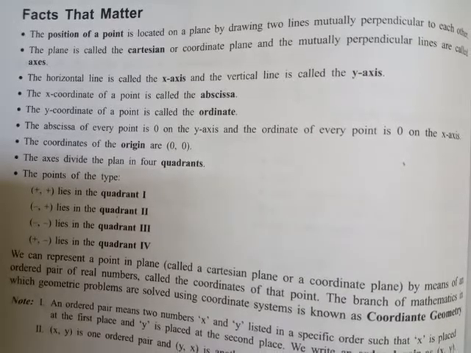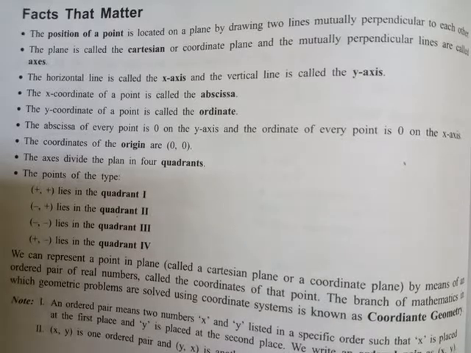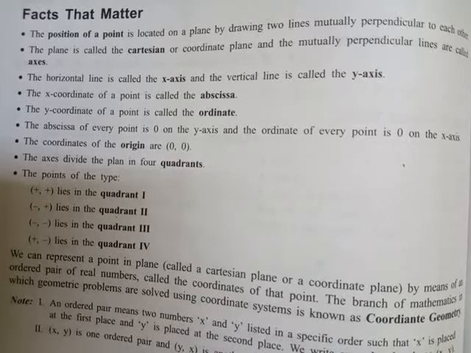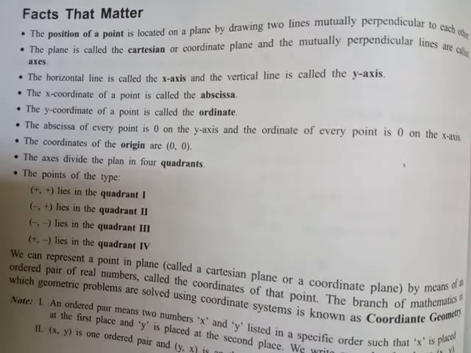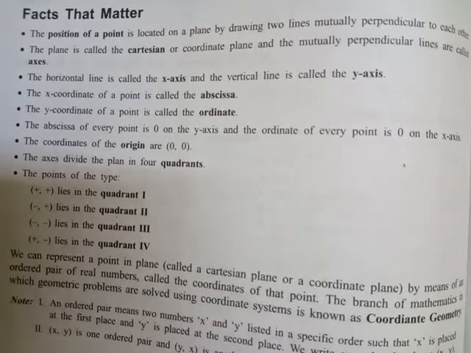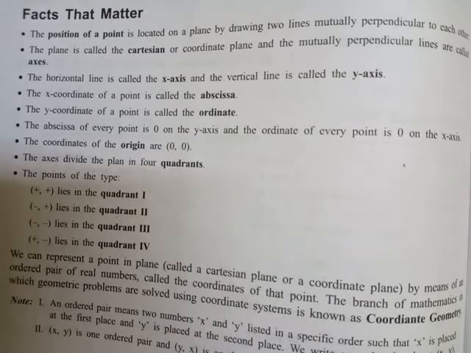Some important facts, as you can see in the video: the position of a point is located on a plane by drawing two lines mutually perpendicular to each other, and the plane is called the Cartesian or coordinate plane, and the mutually perpendicular lines are called the axes, which means x-axis and y-axis. The horizontal line is called the x-axis and the vertical line is called the y-axis, and the x coordinate of the point is called the abscissa and the y coordinate is called the ordinate.